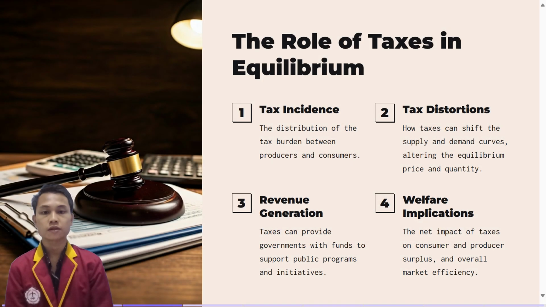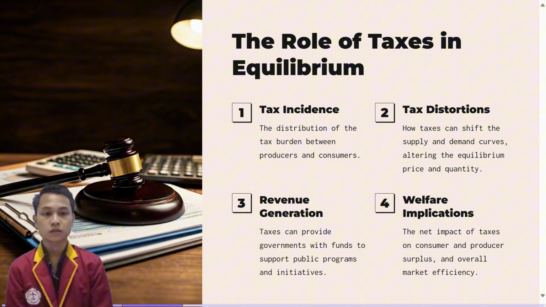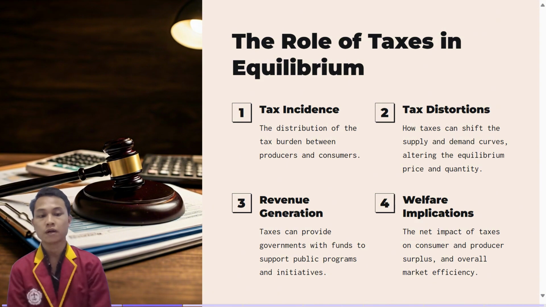The role of tax in equilibrium. Number one, tax incidence. This is the distribution of the tax burden between producer and consumer. Two, tax distortion is how tax can shift the supply and demand curves, altering the equilibrium price and quantity. Three, revenue generation. Tax can provide government with funds to support public programs and initiatives. Four, welfare implication is the net impact of tax on consumer and producer surplus and overall market efficiency.